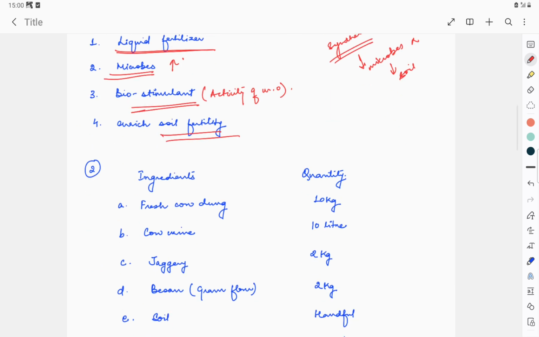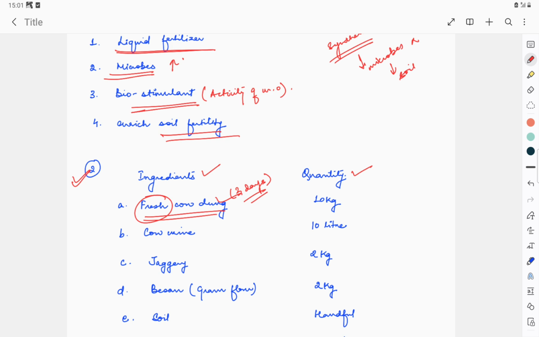So now the second point is, what are its ingredients? On the left side, I have written the ingredients. Right side is the quantity. First and foremost, we need fresh cow dung. Why have I written fresh cow dung? Because if it is dry, the millions and billions of beneficial microorganisms like bacteria, fungi, actinomycetes, which are present in the cow dung, would not be there. Therefore, we need fresh cow dung. At least up to 3 days old is okay. But if it is fresh, it's very good.